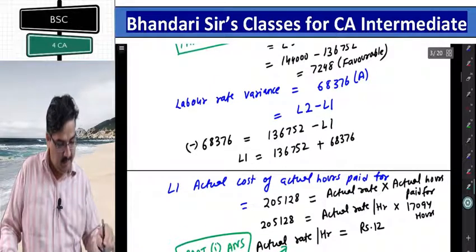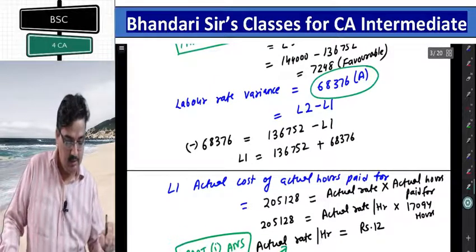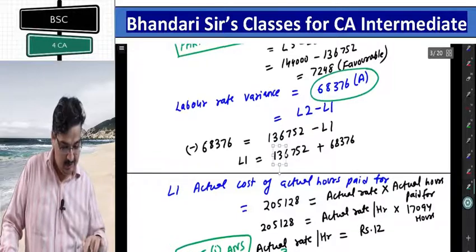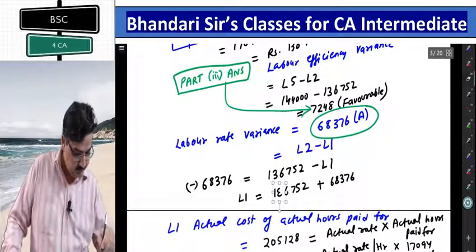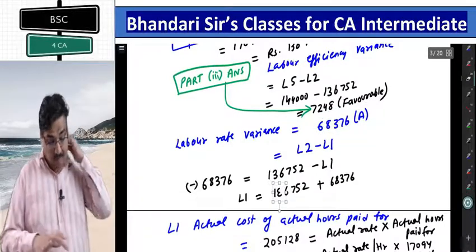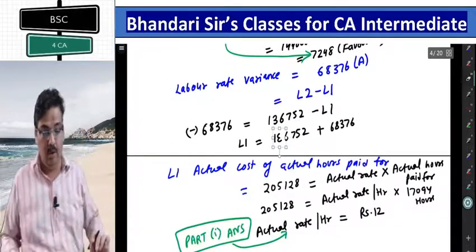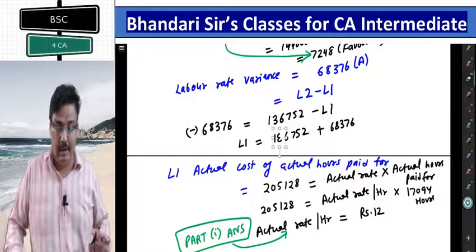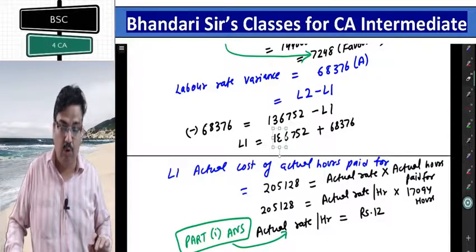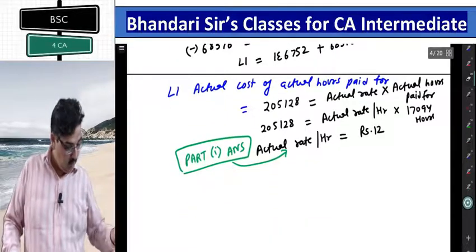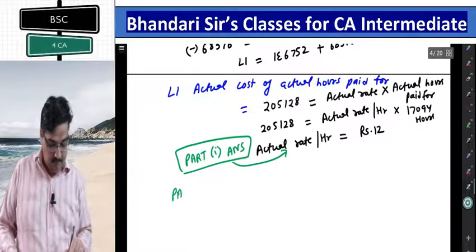This rate variance we computed, and this efficiency variance that we computed was part 3 answer. Now what else? The question is wanting more. First part we have done, second part we have done, third part we have done. I am on to the fourth part. Part 4.